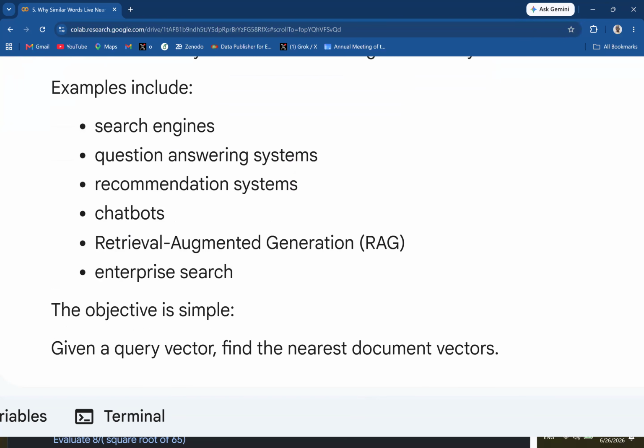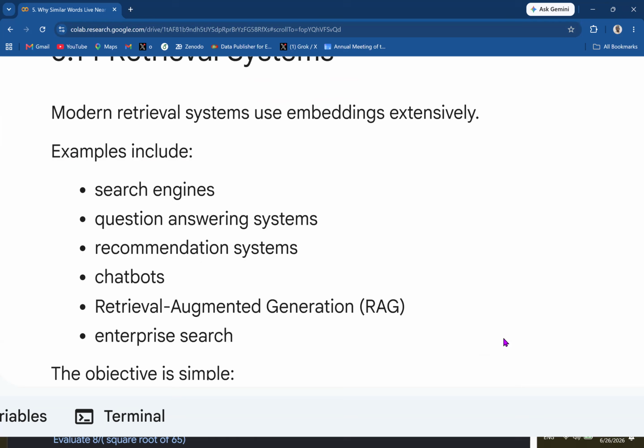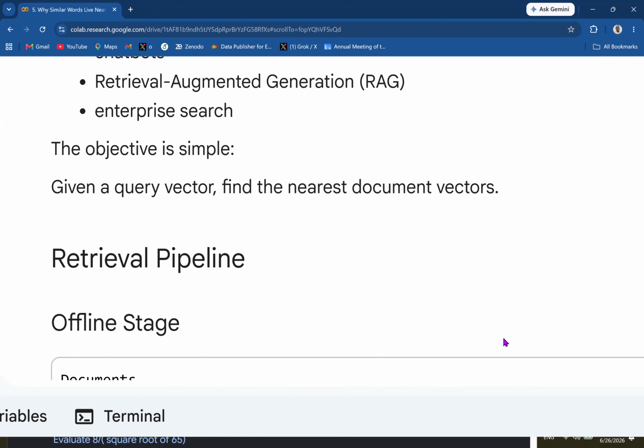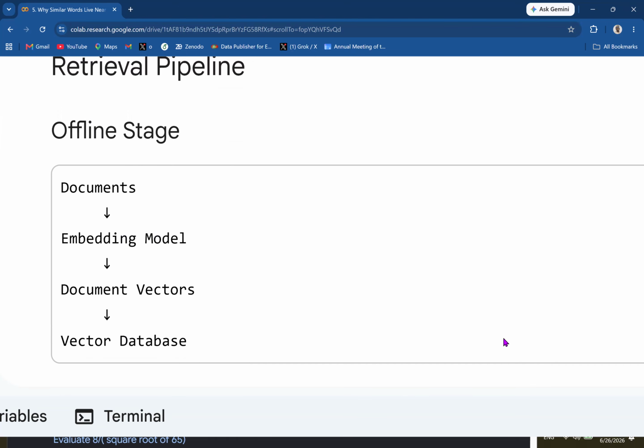The objective is simple. Given a query vector, find the nearest document vectors. That's basically what retrieval systems are about. If you put in a query, you want to see where we can easily get the answer to this query. So imagine the retrieval pipeline as this.